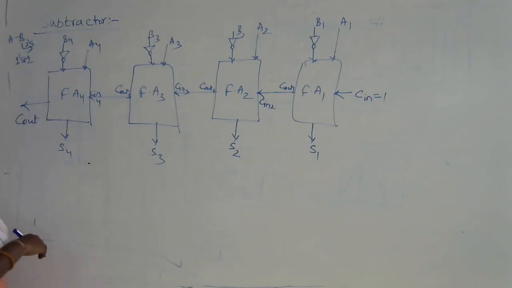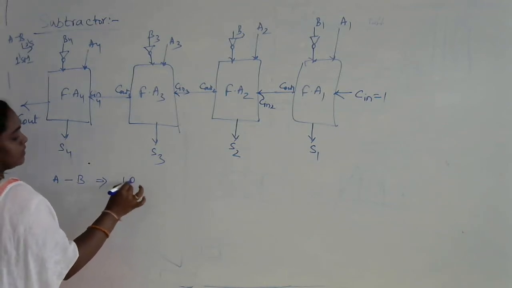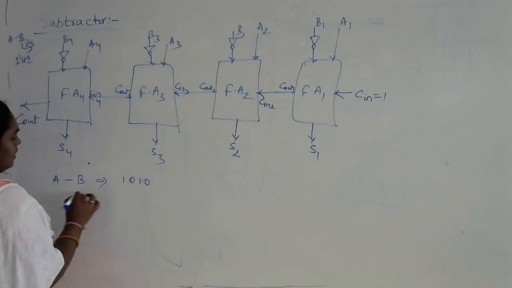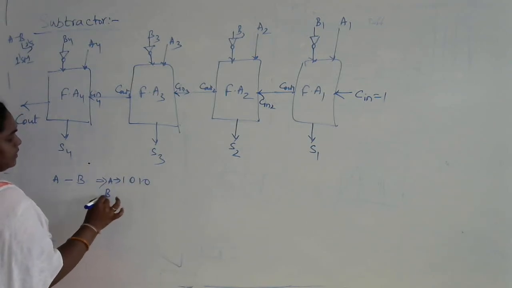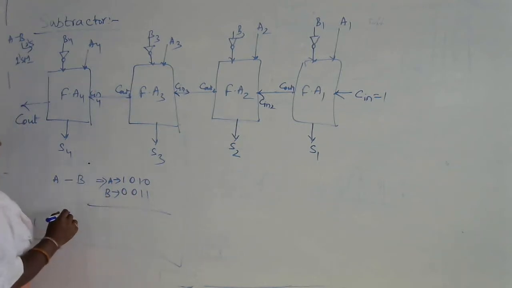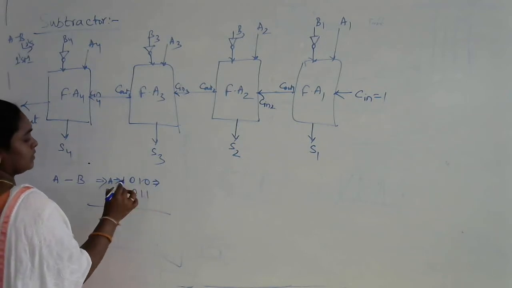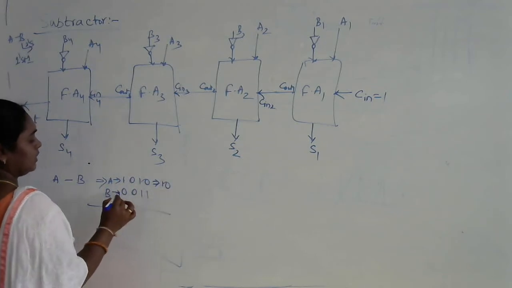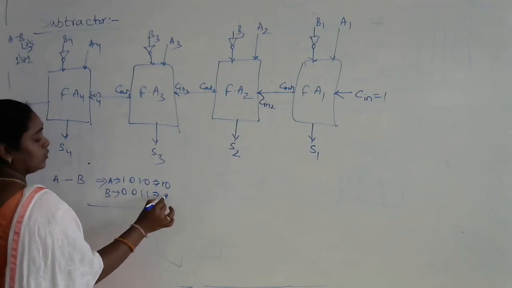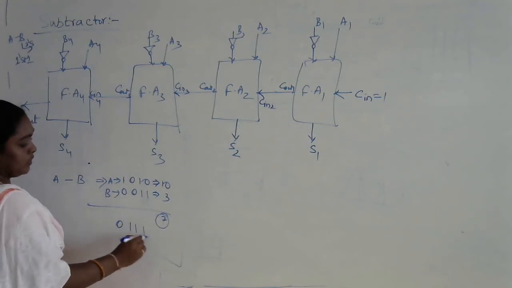Now let me take one example, A minus B. Let me take A equal to 1010, and B equal to 0011. Whenever we perform A minus B, for example 0 minus 1, the difference is 1 and the borrow is also 1. In simple words, 1010 is equivalent to 10 and 0011 is equivalent to 3. So I need to get an output equivalent to 7, and 7 is 0111.